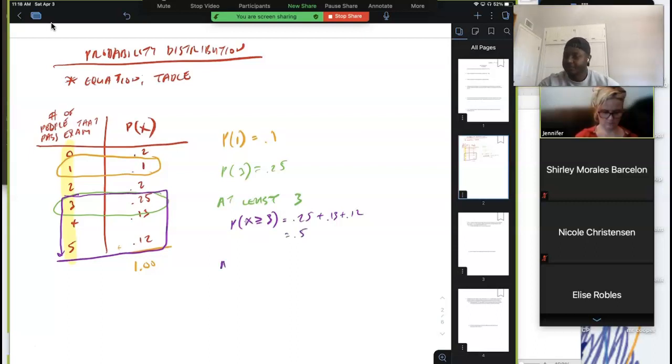And the same thing goes with at most. So if it was at most 2, then that'd be the probability that x is less than or equal to 2.